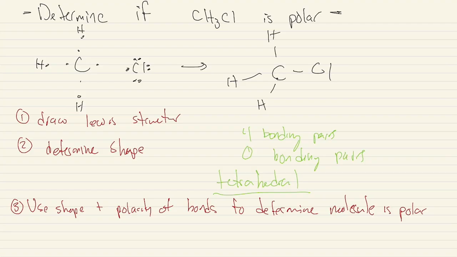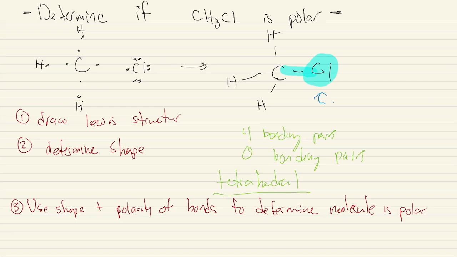So do we see any bonds in this molecule that are more or less polar than the other ones? Yeah, which one? The chlorine. The chlorine, right? Because the chlorine pulls stronger, it's a more electronegative element than hydrogen, right? So this bond here is going to be a more polar bond, right?